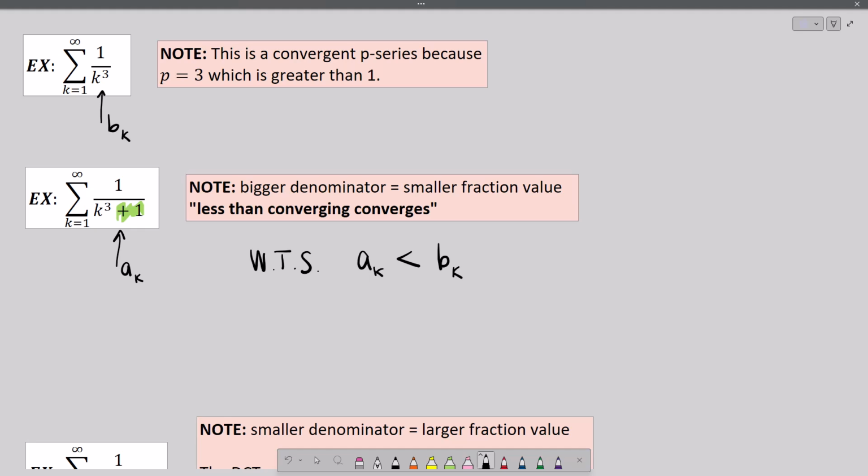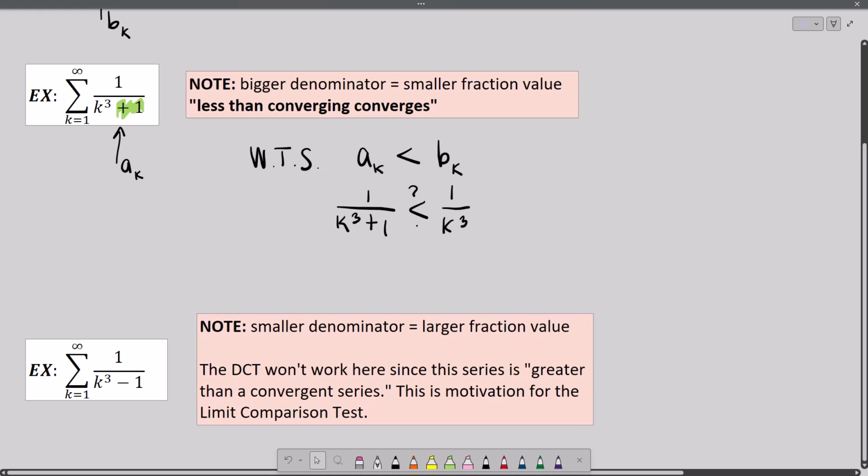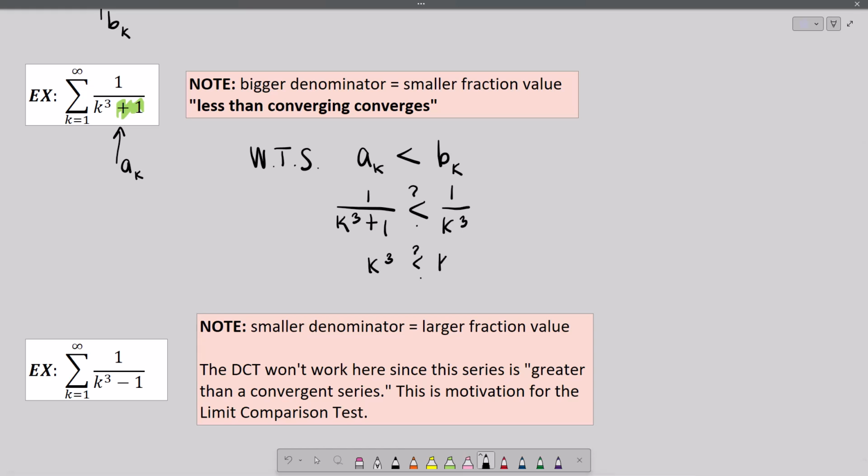So we're going to put our a sub k in here. We don't know yet. We would like to show that this is true. So we're trying to show this. And intuitively, we already know that it's true because bigger denominator means smaller fraction. But that's not math. We still have to do the math. So now we're going to cross multiply here. So we cross multiply. We get this. And subtract the k cubed. And you should always be able to get down to an inequality that you can identify whether it's true or false by inspection. That inequality is true.